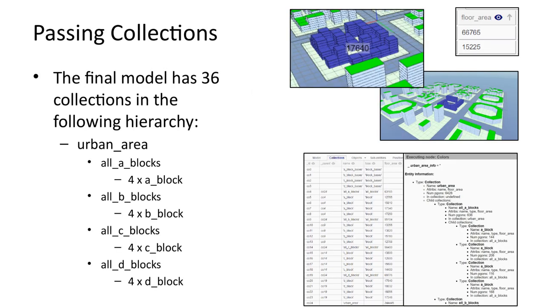The final model contains a hierarchy of collections. If you change the selection setting to collections, you can select each collection in the viewer. If you switch on the eye for the floor area attribute, you will see the total floor area displayed for each collection. You can now play a density game. Look at the blocks and try and guess which has the highest floor area. Then click on each block to see if you got it right. That brings us to the end of this video.